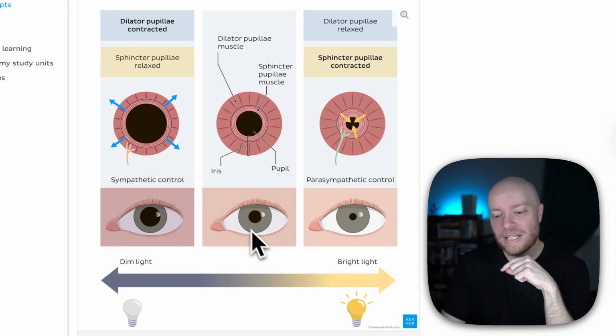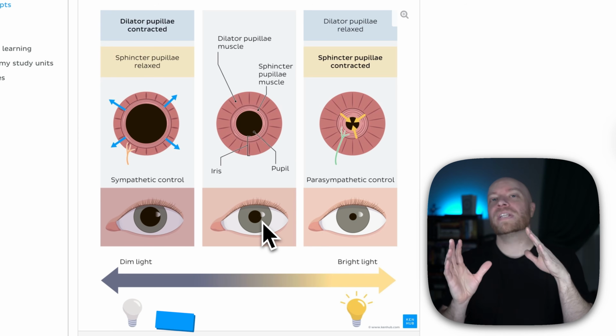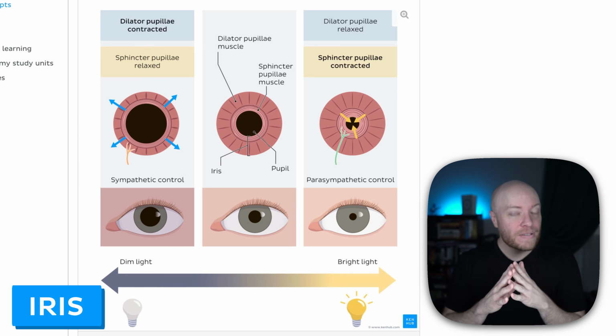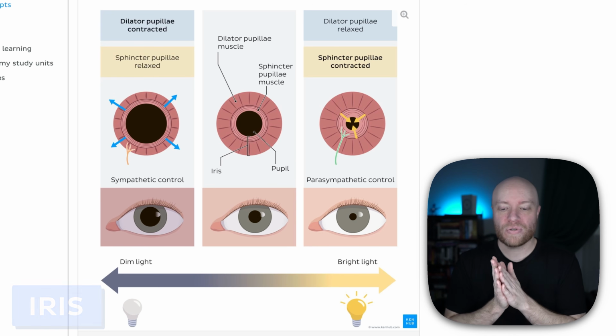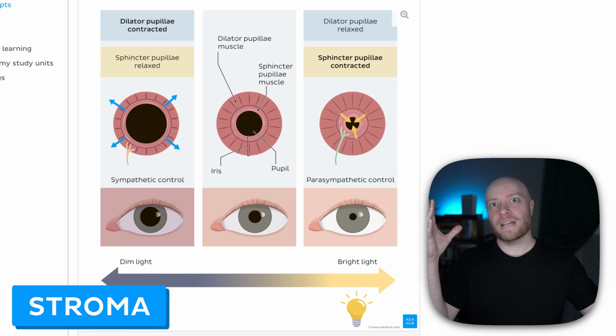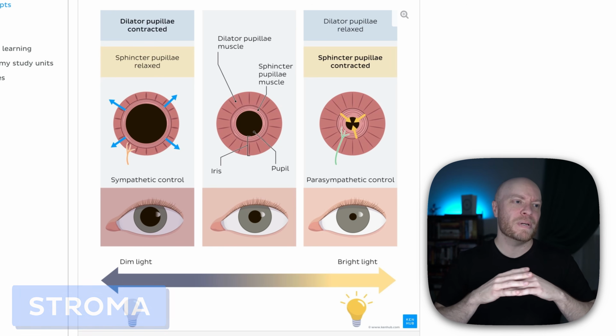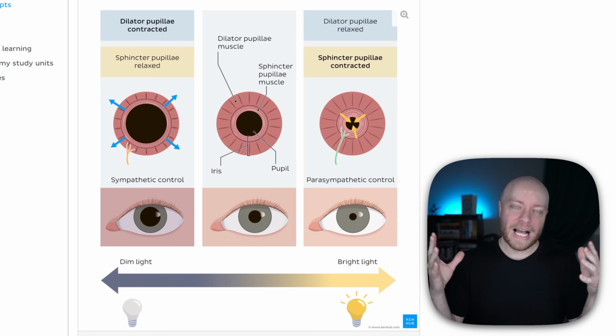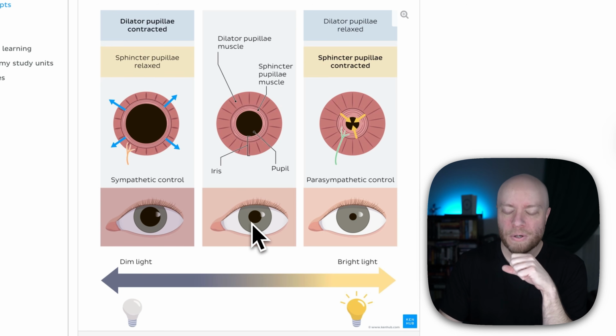Now, surrounding it, this here is what we call the iris. The iris is a really interesting structure because it has something called the stroma, which is like connective tissue. There are going to be melanocytes, there are going to be fibroblasts. There are some really unique things inside of here.